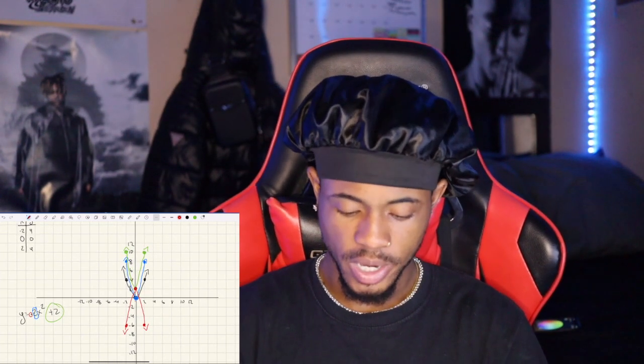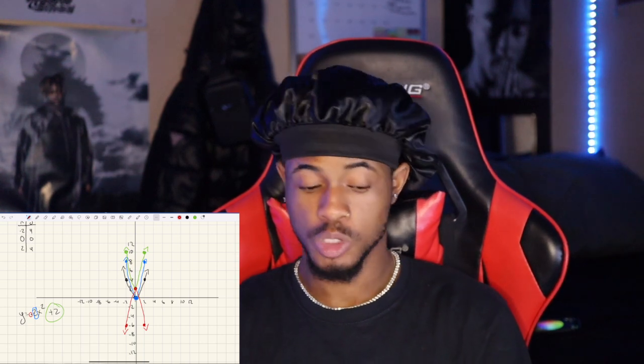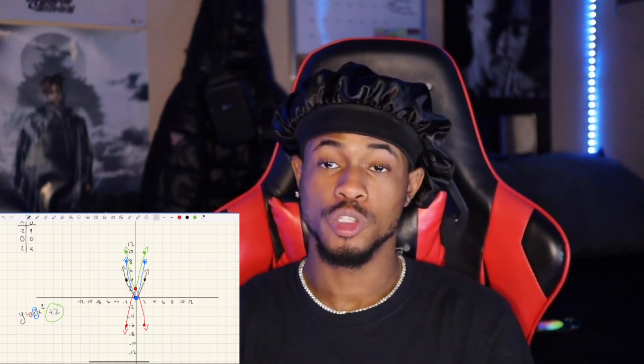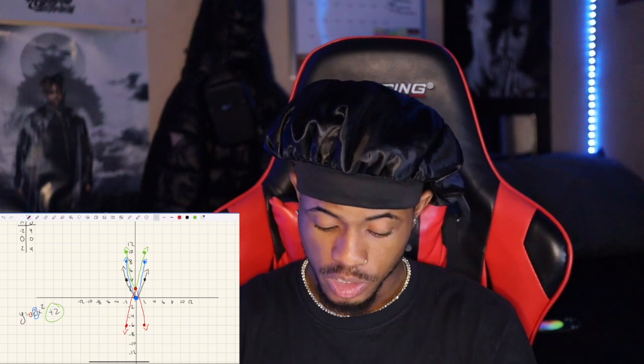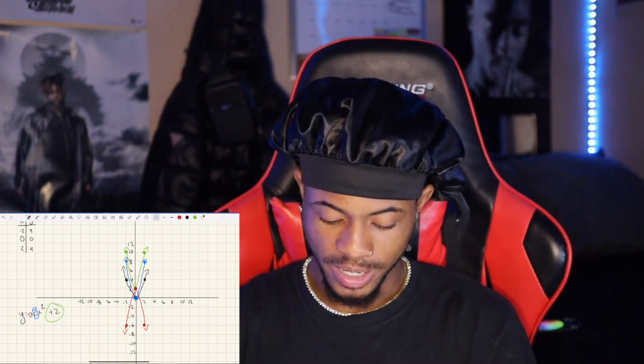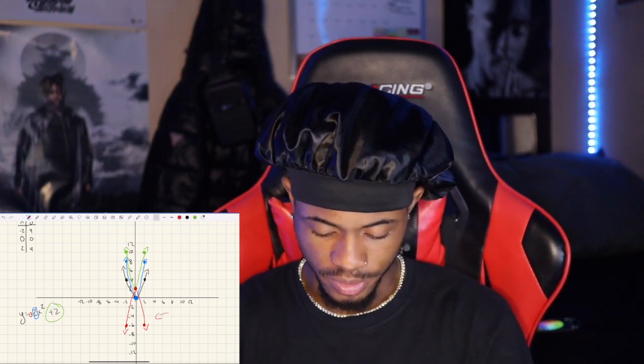So what did we do to this equation? First, we made it bigger, 2 times bigger. Then we shifted it 2 units up. After doing so, we reflected it to make it point down because we had this negative sign right here.